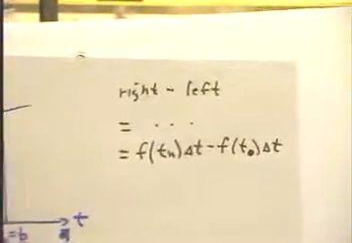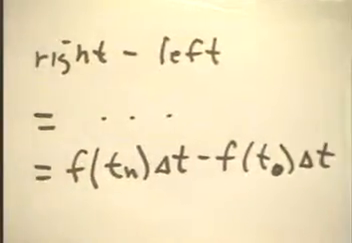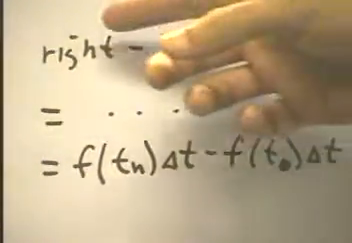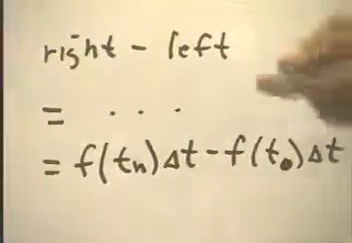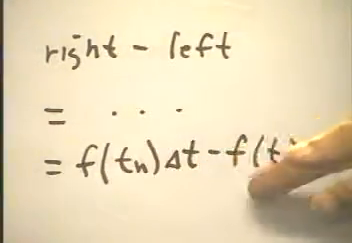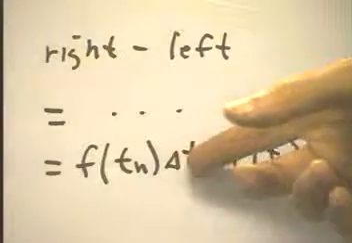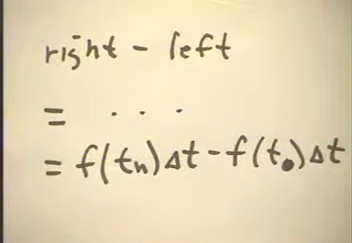So this is a very significant idea: if we subtract the left hand sum from the right hand sum, or the lower sum from the upper sum, we just end up with f of tn delta t minus f of t naught delta t. Very significant idea, especially because now if we understand that when we take greater and greater numbers of intervals, delta t is going to shrink smaller and smaller. And in fact, as the number of intervals we take approaches infinity, delta t is going to approach 0.